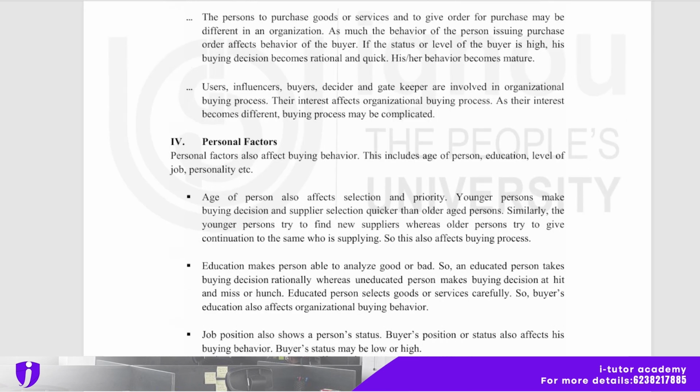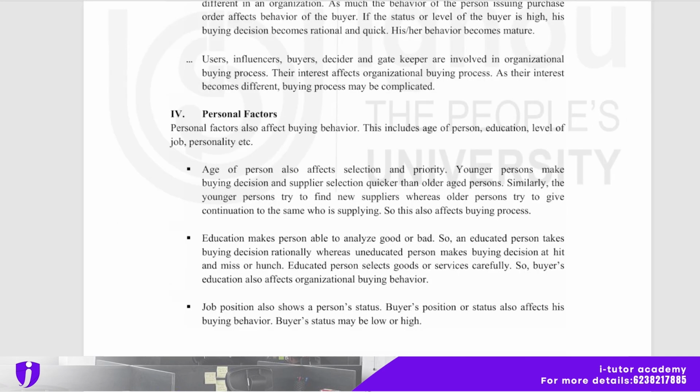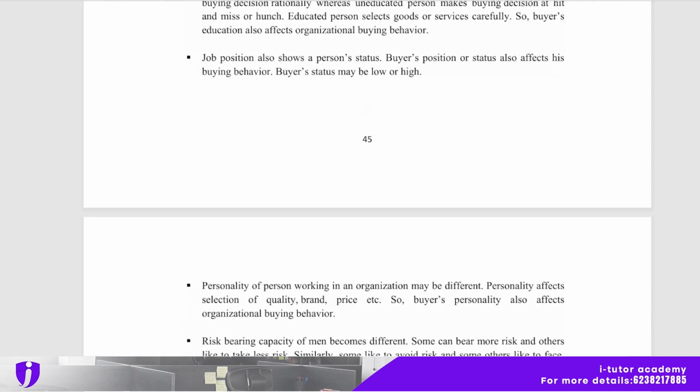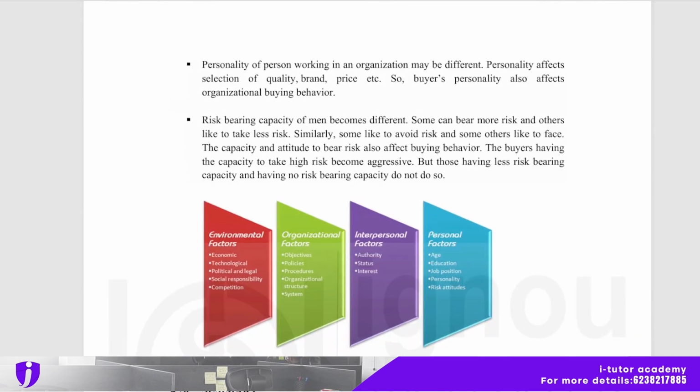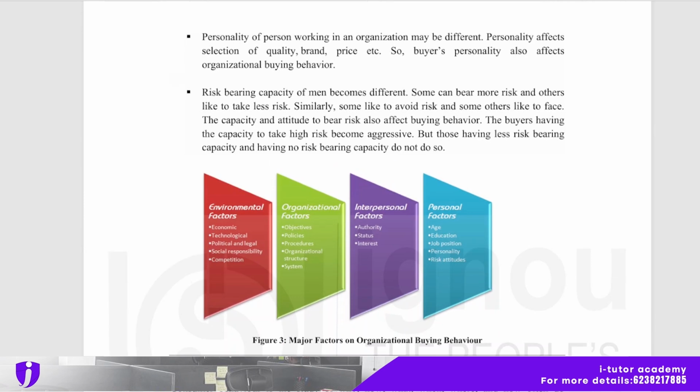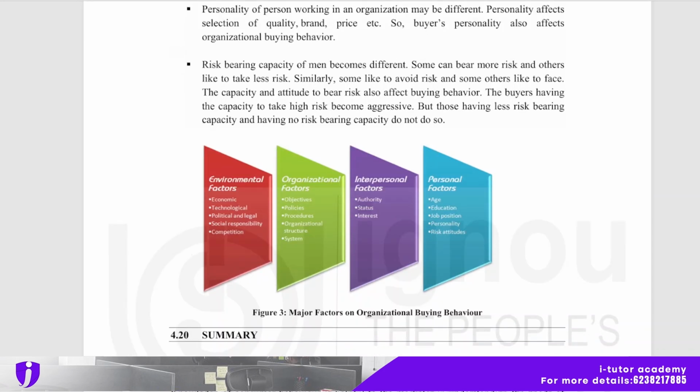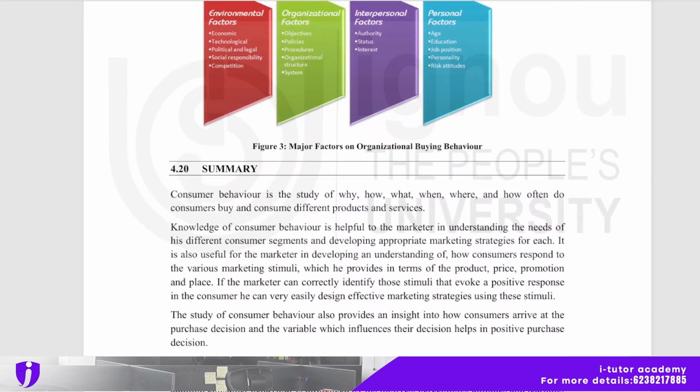And personal factors also affect buying behavior. This includes age of the person, education level, job, personality, etc. And here is one table: environmental factors, economic, technological, political and legal, social responsibility, competition, etc. Organizational factors: objective, policies, procedures, organizational structure, system. And interpersonal factor: authority, status and interest. Personal factors: age, education, job position, personality, risk, attitude. So these are the major factors in organizational buying.